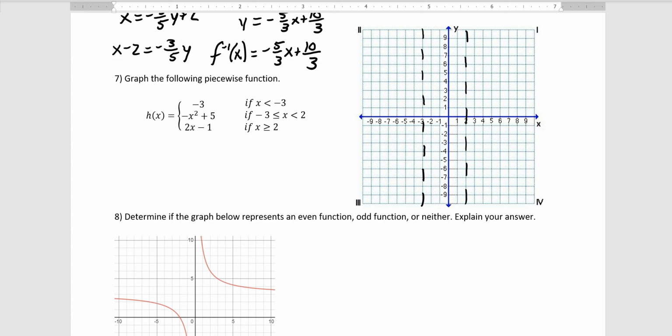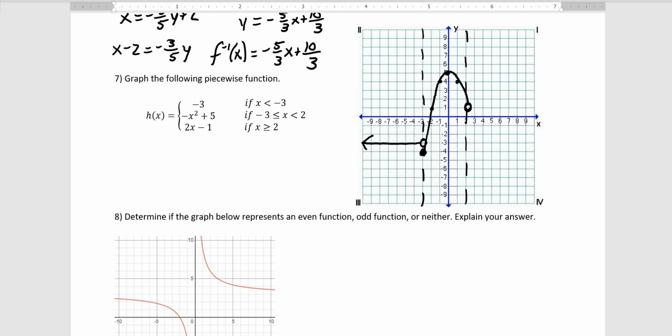Fantastic. Okay, so first one, I see if x is less than negative 3, the value is just negative 3. So I'm going to go ahead and create an open circle on negative 3 and run it out to the left there. Beautiful. That one's done. Negative x squared plus 5. All right, negative x squared plus 5. 5 is here, and then I need to know that pattern. So we're down 3. So we'll have an open circle there. 1, 2, 3, 4, 5. There we go. Closed circle there. Then we can go ahead and connect these dots.